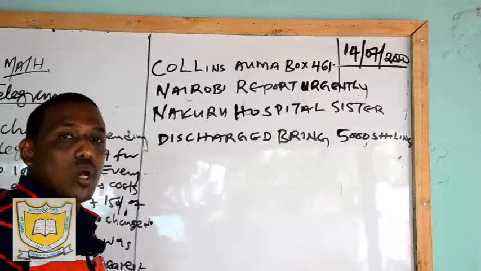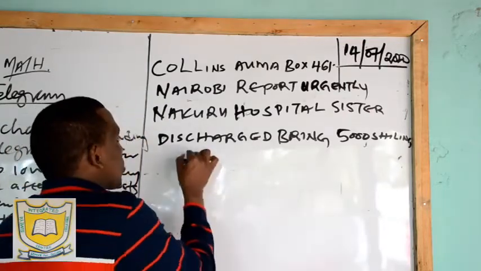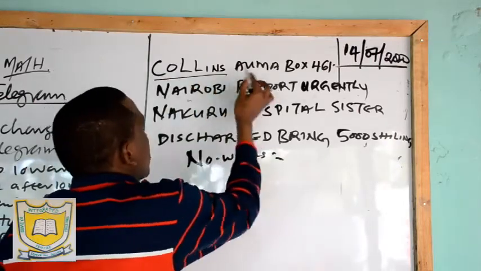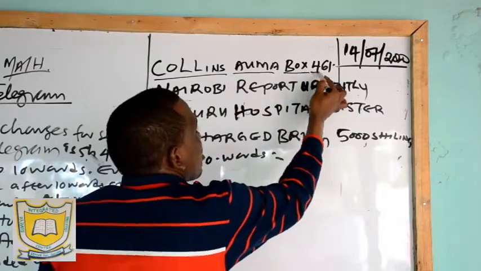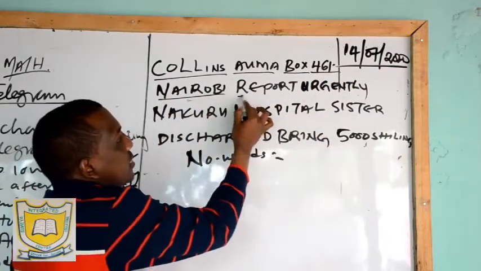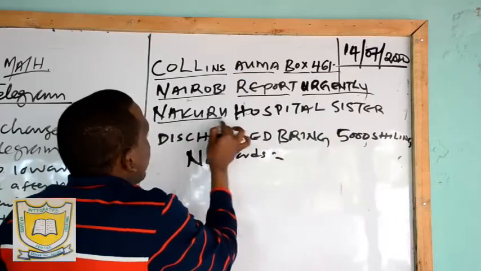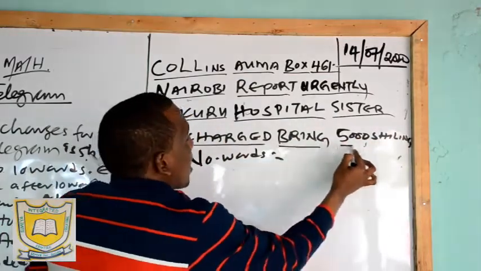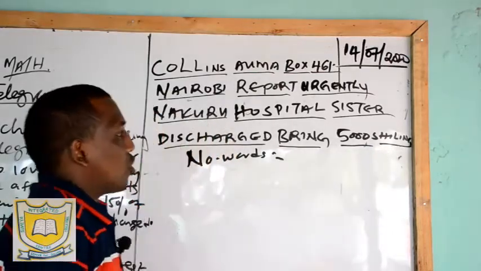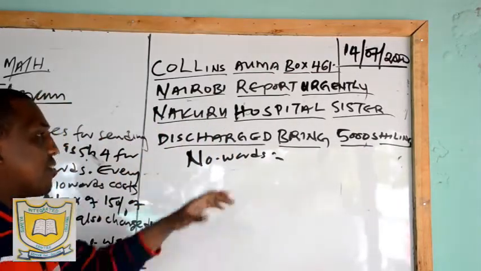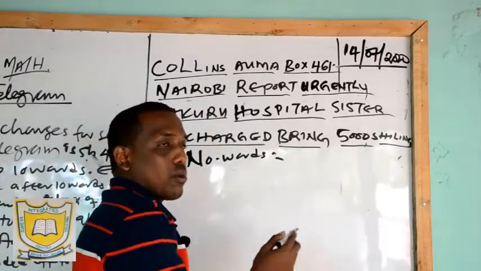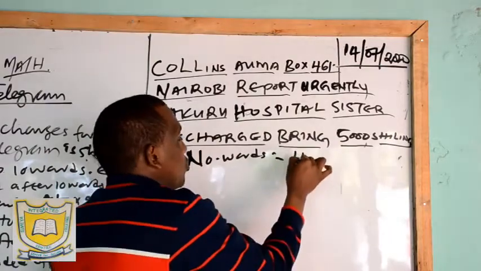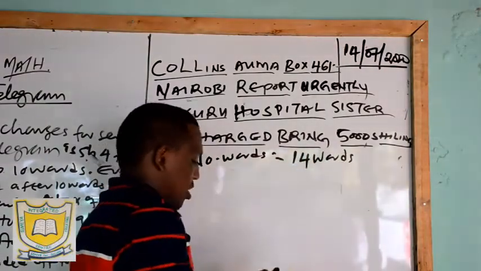The first thing, we count the number of words. How many words are here? Let us count. 1, 2, 3, 4, 5, 6, 7, 8, 9, 10, 11, 12, 13, 14. So those are 14 words. Remember, full stops and commas are counted as words, but there's no comma and no full stop. So those are 14 words.